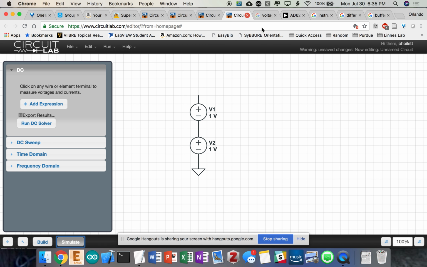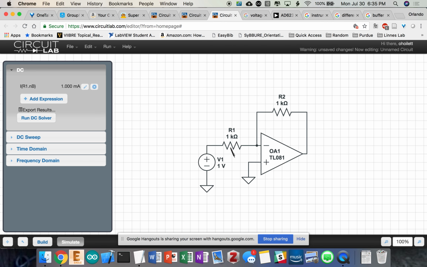Alright, so we're going back to the amplifier. If we have 1 volt flowing through this 1 kilo ohm resistor, you get 1 milliamp, right? Have you taken Physics 241 already? I'm finishing it up right now. Got it. So they talk about Kirchhoff's current law.